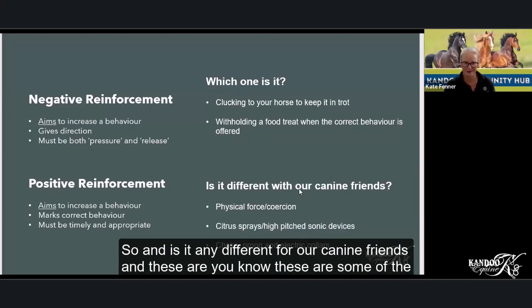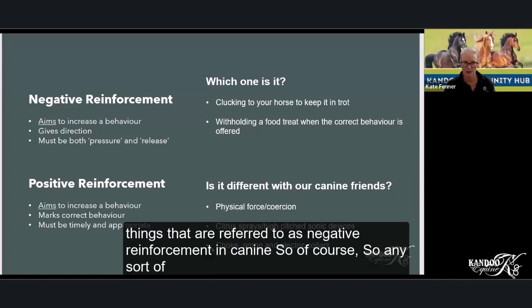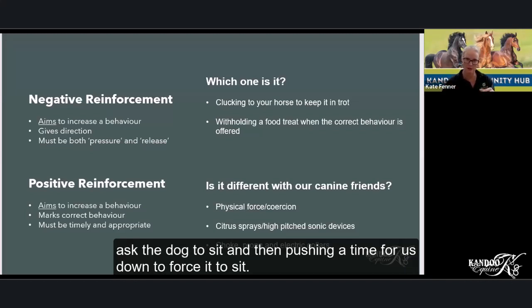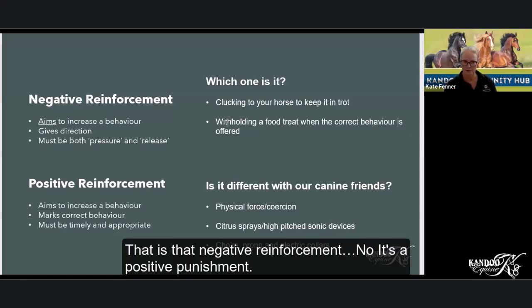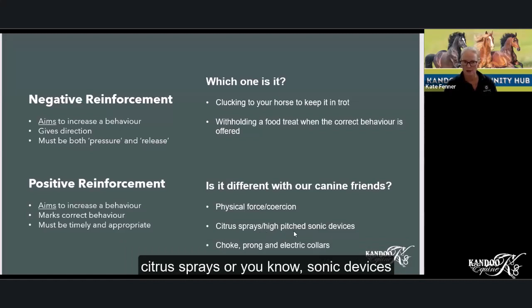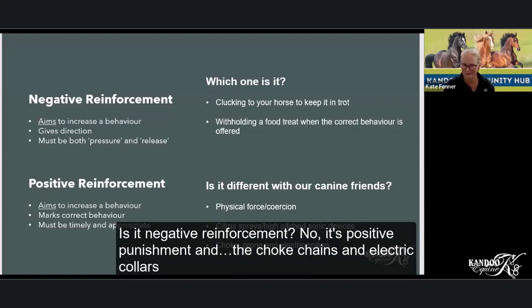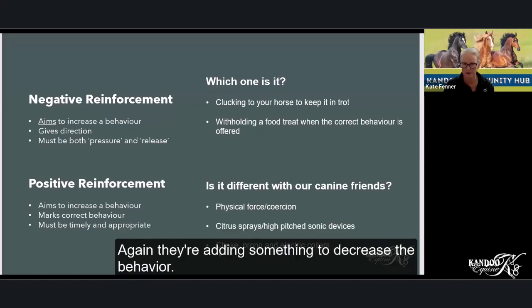And these are some of the things that are referred to as negative reinforcement in canine circles. So any sort of physical coercion, so pushing the dog to sit down, if you ask the dog to sit and then push its hindquarters down to force it to sit, is that negative reinforcement? No, it's positive punishment. Citrus sprays or sonic devices, again, it's adding something to decrease a behavior.